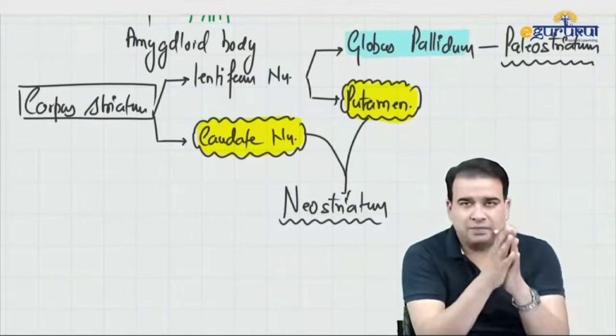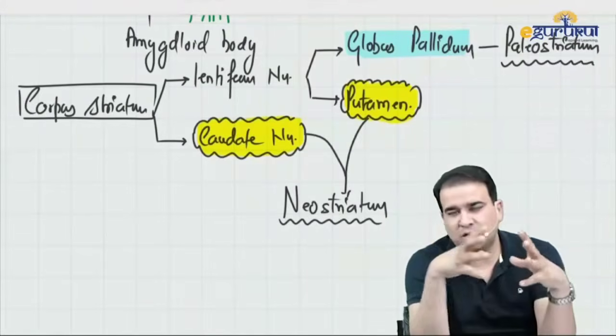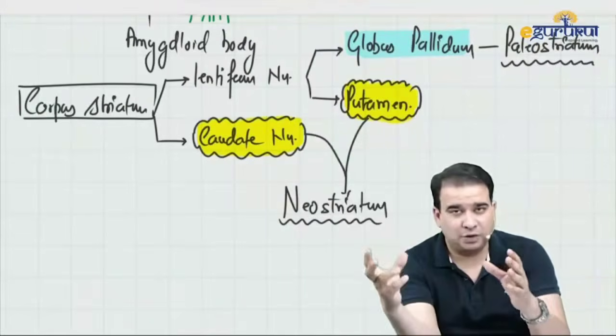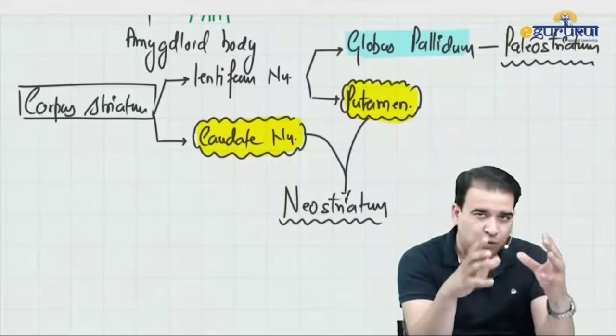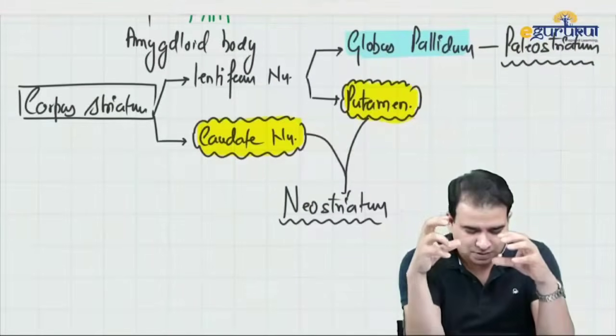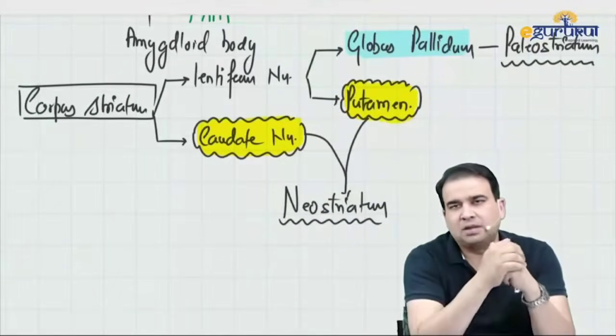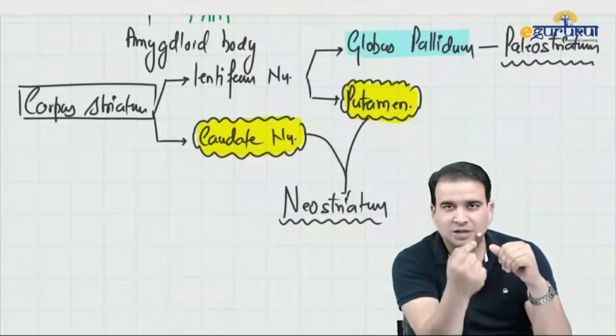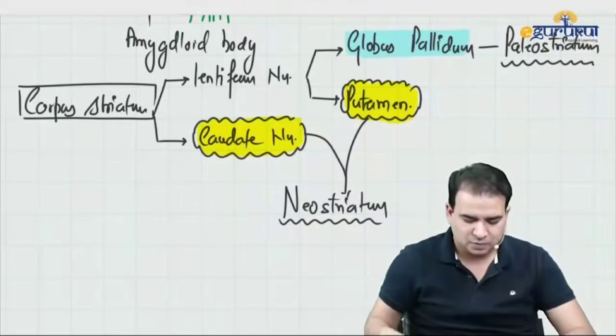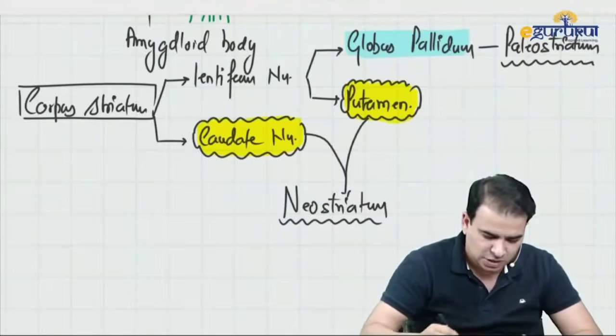So the corpus striatum, we said, has two components, the lentiform nucleus and the caudate nucleus. The lentiform has two parts: we have a putamen and we have globus pallidum. The putamen part over there, which is the lateral one, and the caudate nucleus, which continue with each other by the white matter, is what you call the neostriatum.